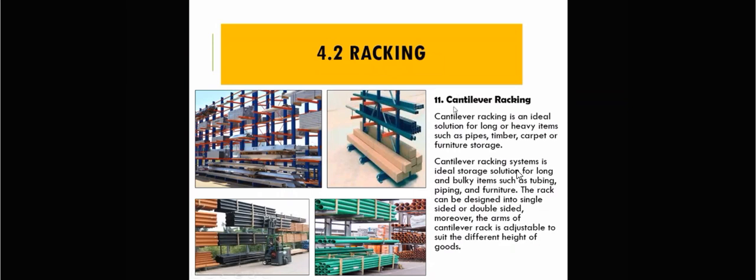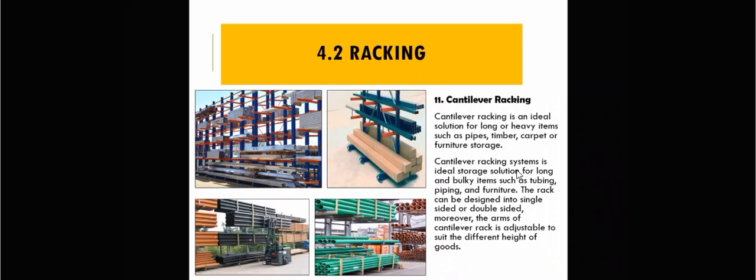Okay, this one is on cantilever racking. So rak dia ni selalunya open air lah. Cantilever racking is an ideal solution for long and heavy item. Okay, dia sesuai untuk penyesuaian terhadap barang-barang yang panjang dan berat. Contohnya seperti pipe, timber, carpet or furniture storage. Contohnya seperti pipe lah, timber ni kayu-kayu lah, kayu-kayu balak dan carpet, okay, dan juga ruang-ruang penyimpanan furniture, barang-barang keperluan rumah ni, perabot-perabot ni.